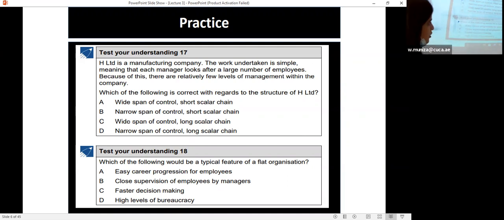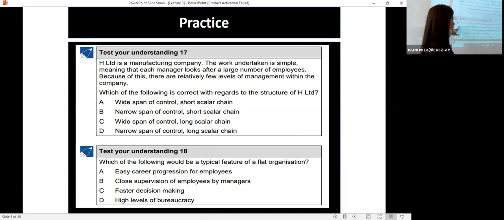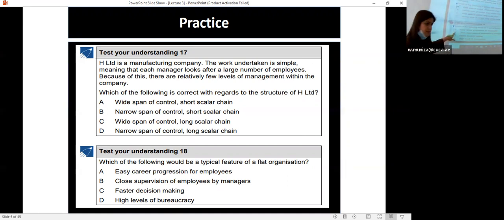Got it? Okay, so they ask which of the following would be a typical feature of the flat organization. Easy career progression for employees. Is it true? It is the characteristic of tall organization in which the scalar chain is large. Close supervision of employees by managers. Is this true? Close supervision?